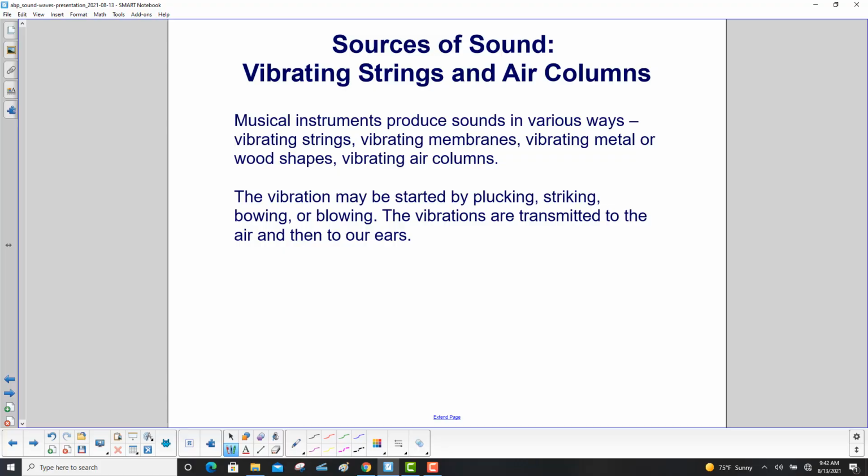Musical instruments produce sounds in various ways: vibrating strings, vibrating membranes, vibrating metal or wood shapes, vibrating air columns. And you can see the key word there. The vibration may be started by plucking, striking, bowing, or blowing. The vibrations are transmitted to the air and then to our ears.